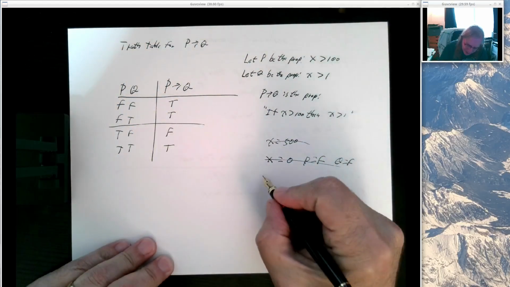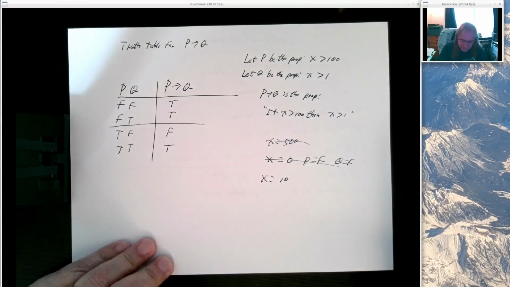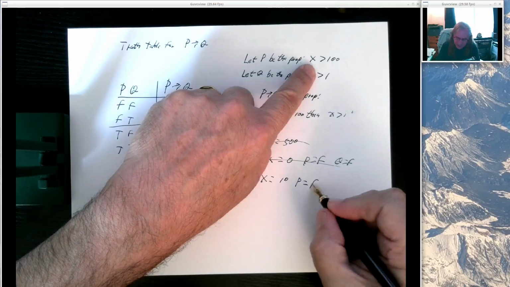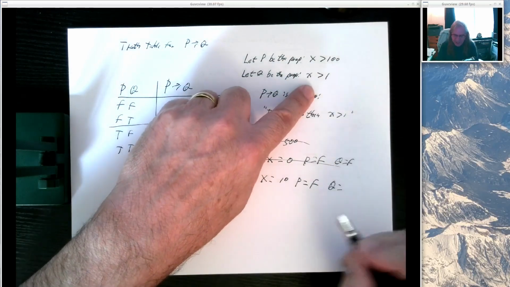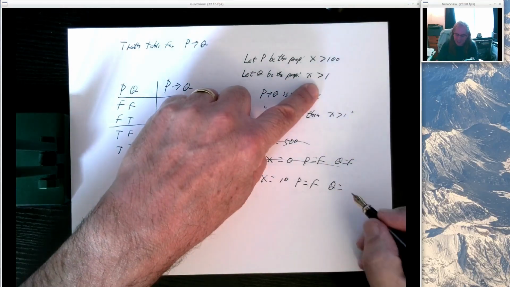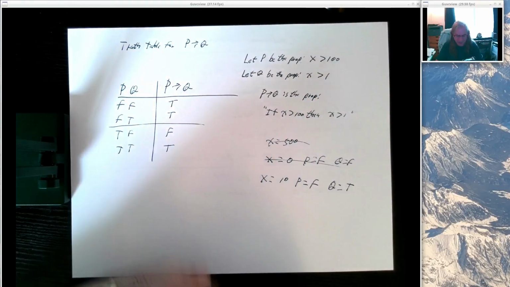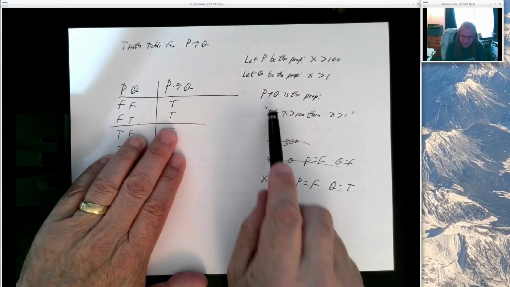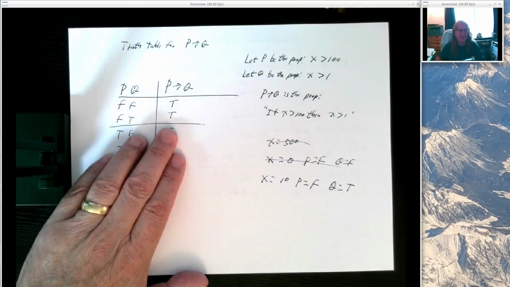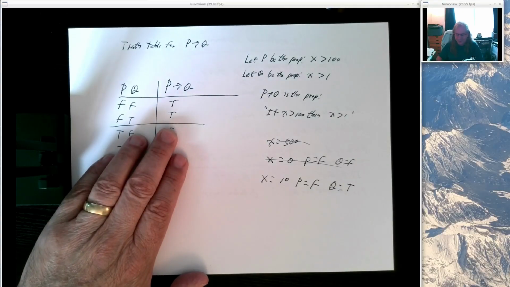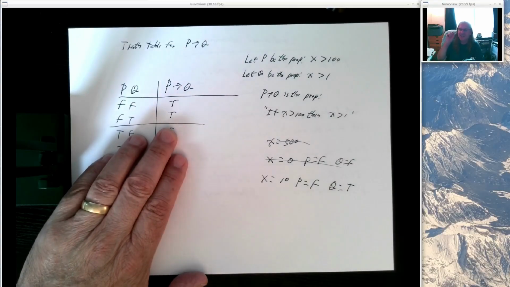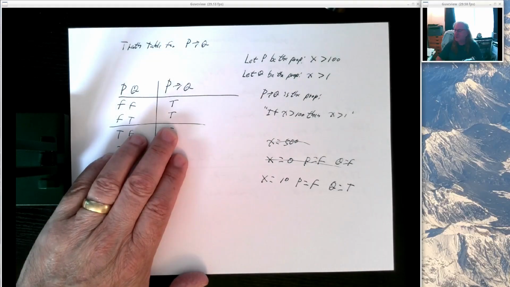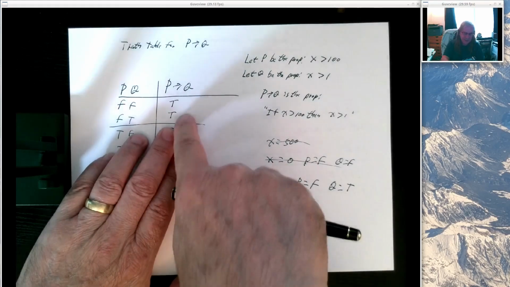And now if I pick a value like x equals 10, well, P is the proposition x is bigger than 100, that's false. Q is the proposition x is bigger than 1. Well, 10 is bigger than 1, so Q is true. So now we're in this case where P is false and Q is true. But again, if P then Q, that's still a true proposition. The fact that P happens to be false does not change the fact that if x is bigger than 100, then it's also bigger than 1. So this is still true.